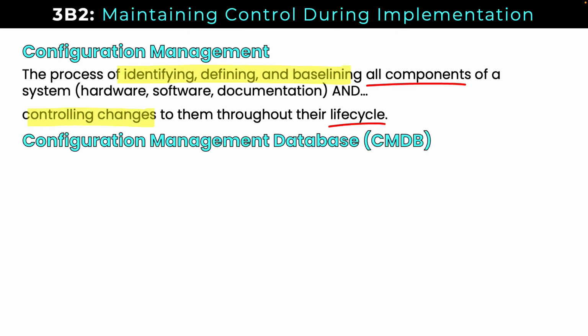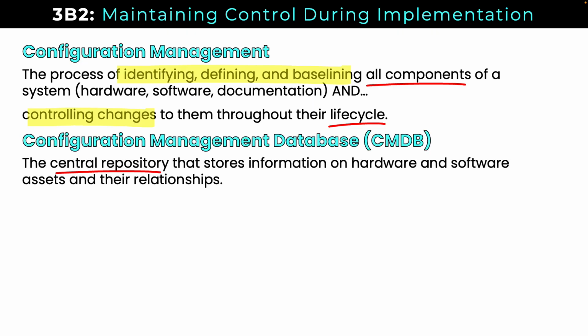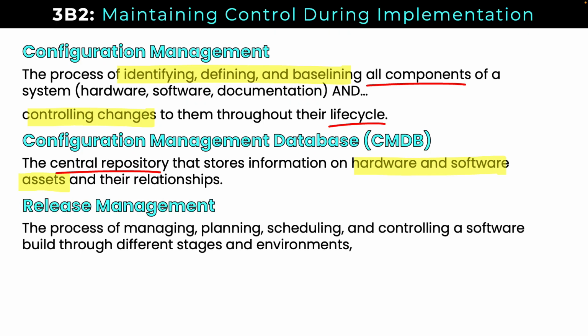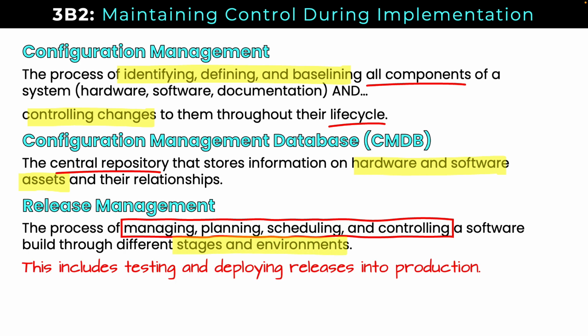The configuration management database is the central repository that stores all the information on the hardware and software assets and their relationships. And will generally have links to their documentation as well. Release management is the process of managing, planning, scheduling, and controlling a software build throughout the different stages and environments. And that includes testing and deploying releases into production.